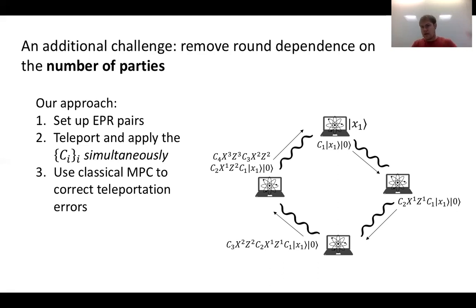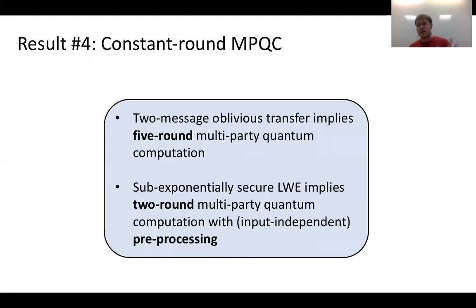This is the one issue I wanted to highlight, and in the paper, we leverage this and combine it with other techniques to eventually arrive at a full-fledged constant round multi-party quantum computation protocol. In particular, assuming 2-message OT, we get a 5-round MPQC protocol. And then we also have the same sort of result as in the 2-party case. We can do even just 2 rounds as long as we allow some input-independent pre-processing. And this result, again, follows from sub-exponentially secure LWE. So this is our result statement in the multi-party setting.